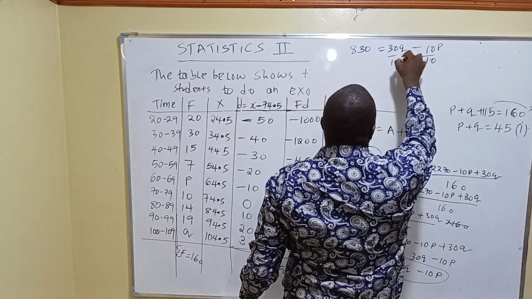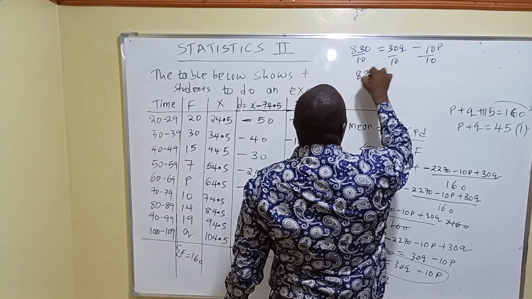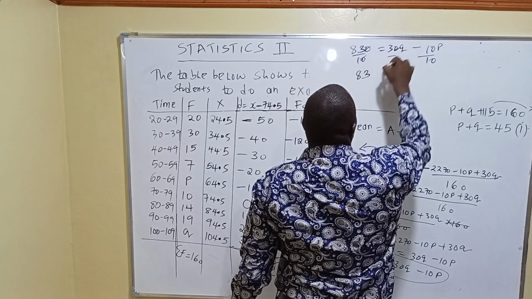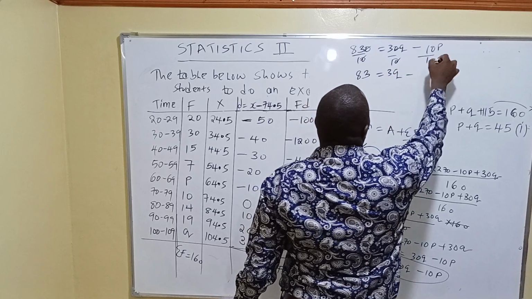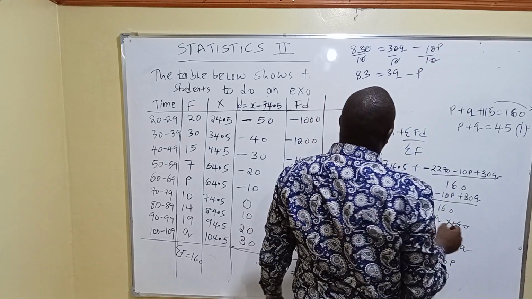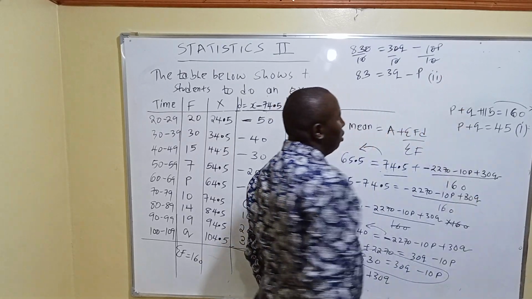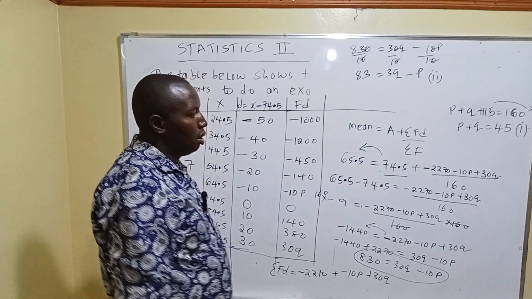10 is a common factor in all of them. Divide by 10, you get 83 is equal to 3q minus p. Call this one your second equation.